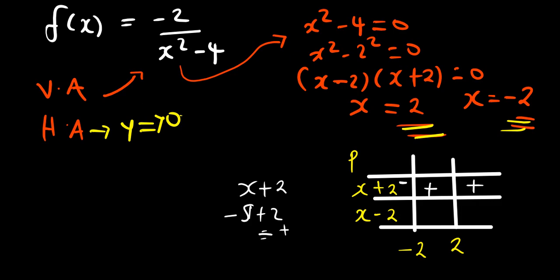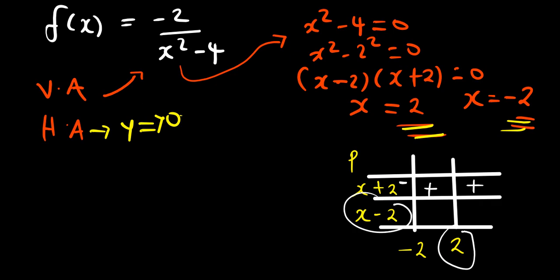Now let's solve the other one. The equation that gave us 2 was x minus 2. So we're saying x minus 2. Now if we get any number that is greater than 2, let's say we get 3, 3 minus 2 gives us a positive number, right? So we have a positive here.